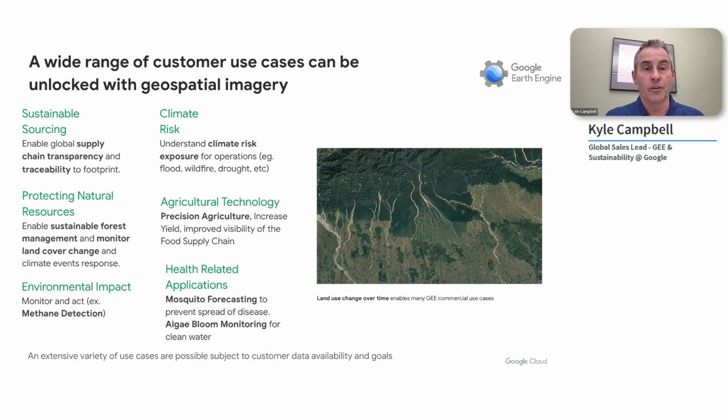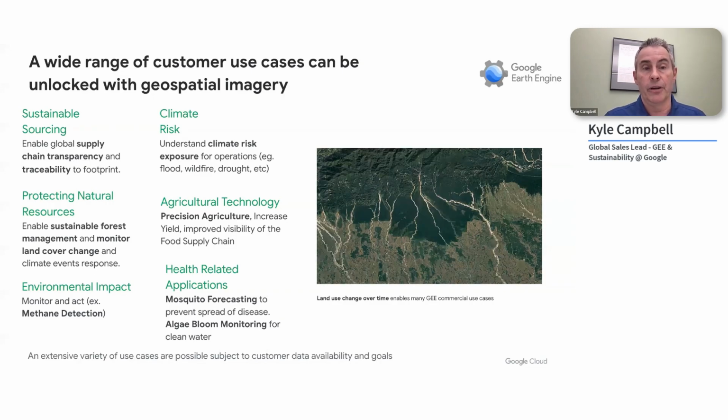Other areas that are also really popular and very large are protecting natural resources. So we have many forestry agencies around the globe now, many that are using Earth Engine. And without Earth Engine, they weren't able to really effectively manage their forest. And I think David will be going over this a little bit.